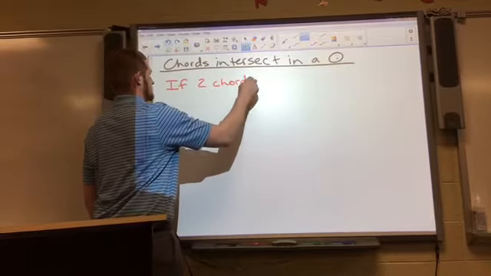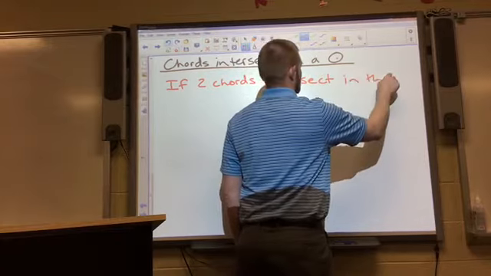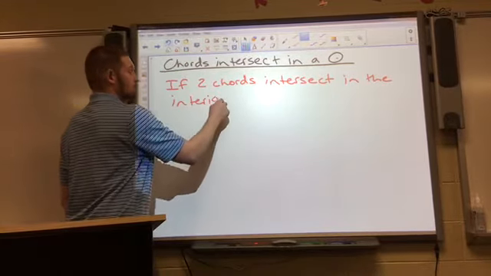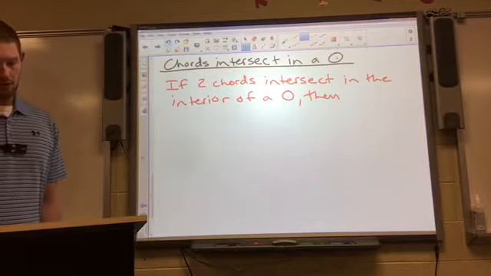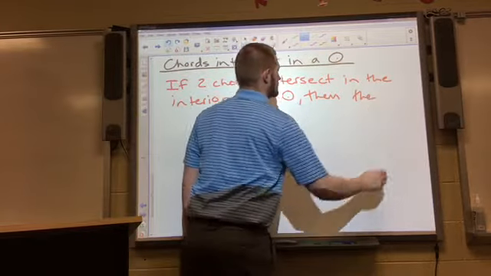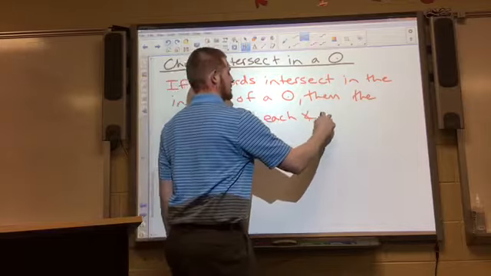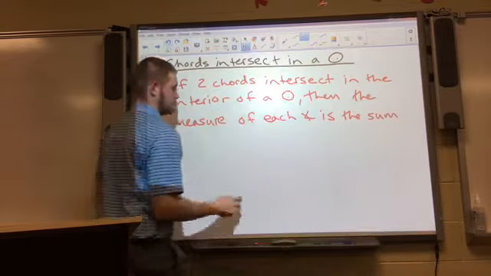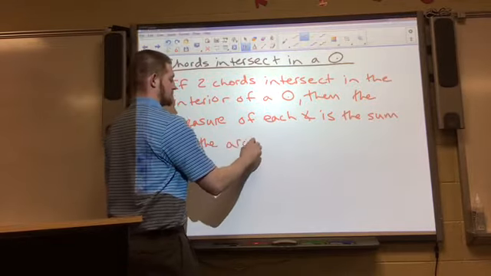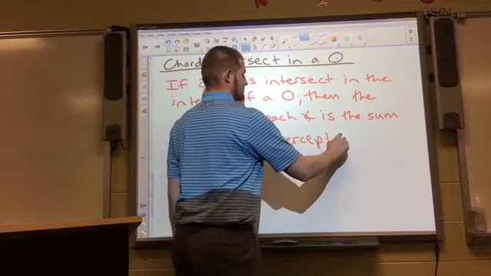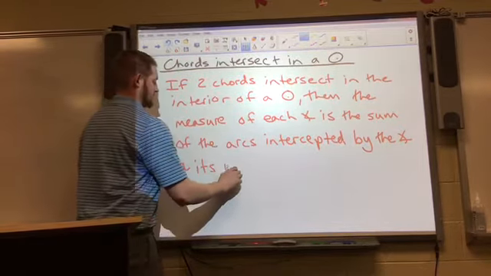If two chords intersect in the interior of a circle, then the measure of each angle is the sum of the intercepted arcs, or actually the theorem says of the arcs intercepted by the angle and its vertical angle.